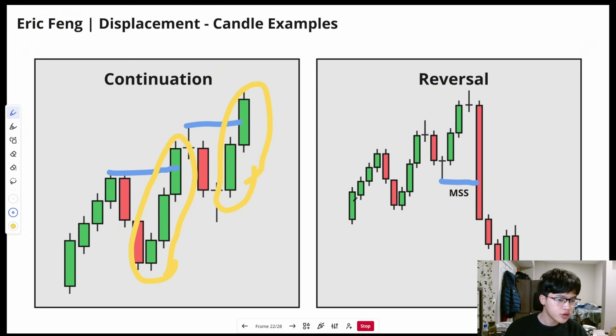Now let's look at the reversal. We can see obviously here we're trending upwards, but then look, we just get this dumper candle, our displacement candle. Very big, very red, closes with a strong body as well. The body is very large. It's great for us, and this is forming our market structure shift. Our candle close beneath that low.